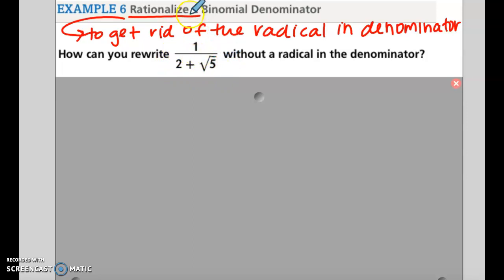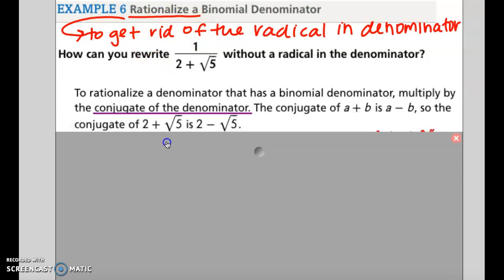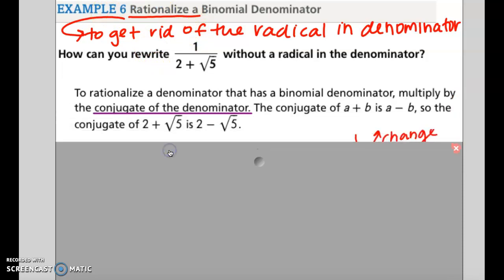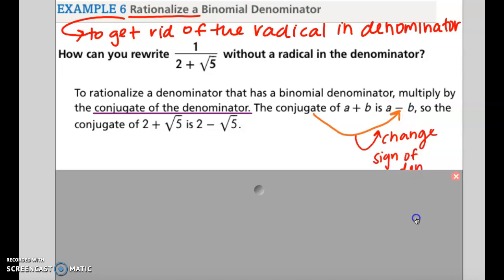So I need to rationalize it by multiplying by the conjugate, okay? And that's the process that we need to go through. To rationalize a denominator that has a binomial, 2 terms, this is the process and you need to write it down. Multiply by the conjugate of the denominator. What is a conjugate? If the binomial was a plus b, the conjugate is a minus b. All you have to do is change the sign.